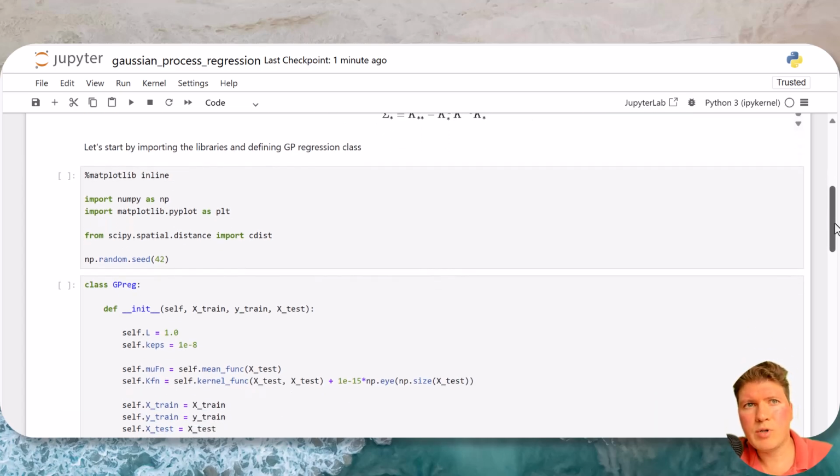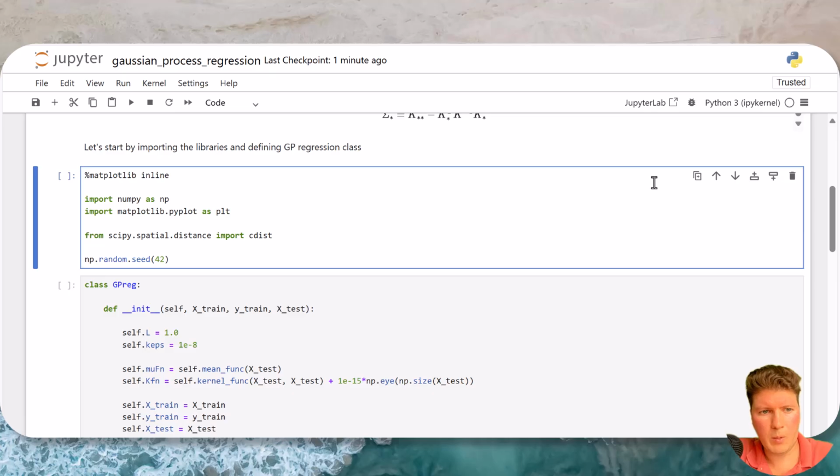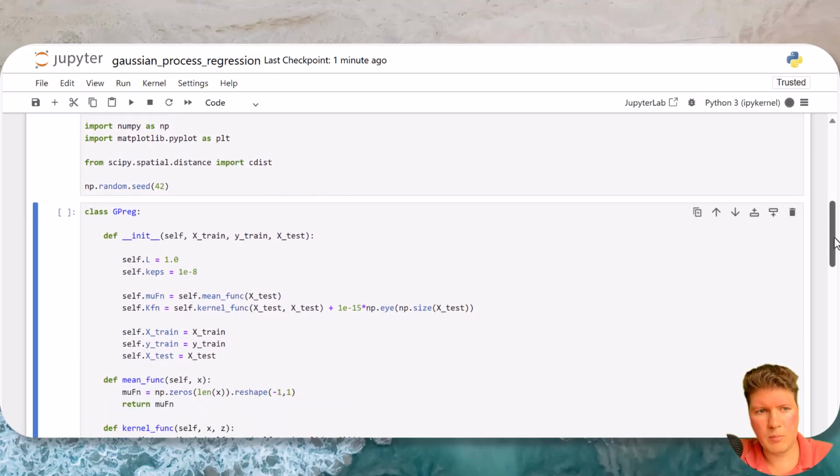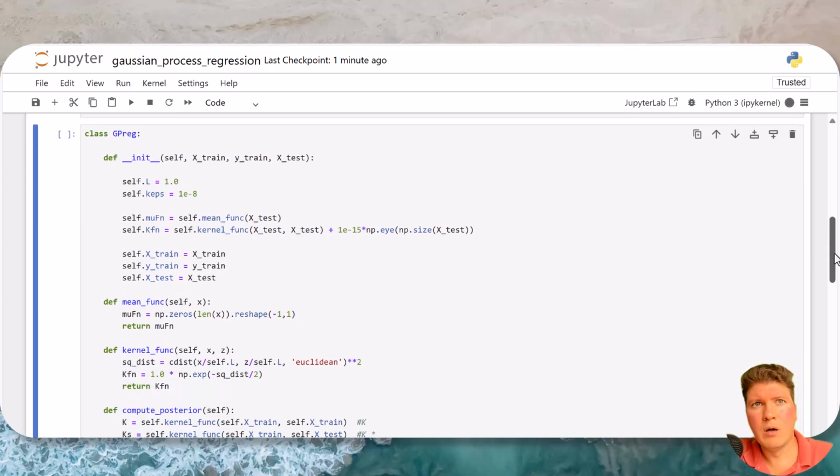We start by importing numpy, matplotlib, distance function, and fixing the seed for reproducible results. We define a GP regression class, and in the constructor we take in the training data x and y and our new to be predicted data x test, and initialize our mean and covariance functions that are defined below. We assume zero mean Gaussian and radial basis kernel covariance function.